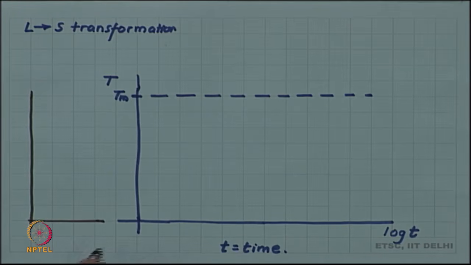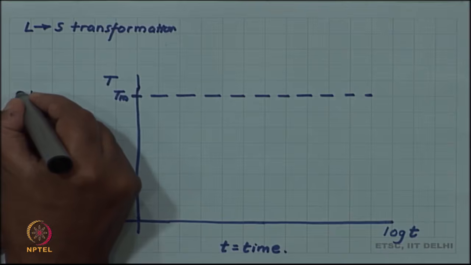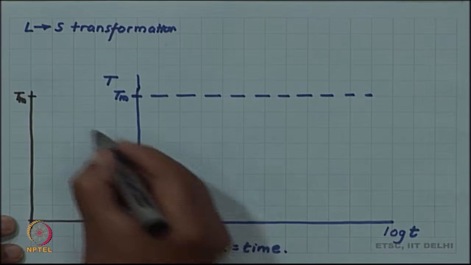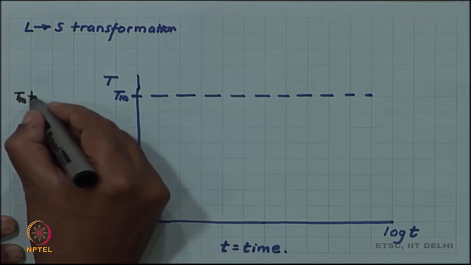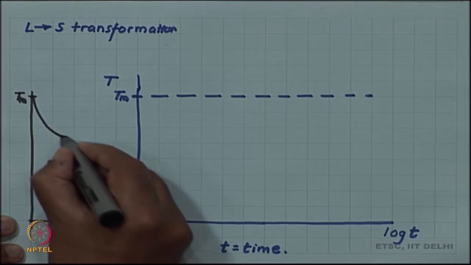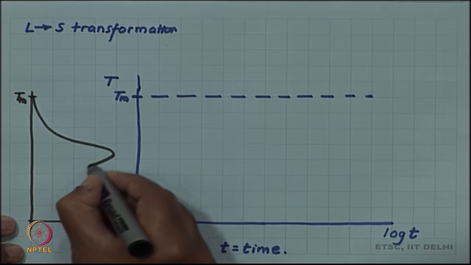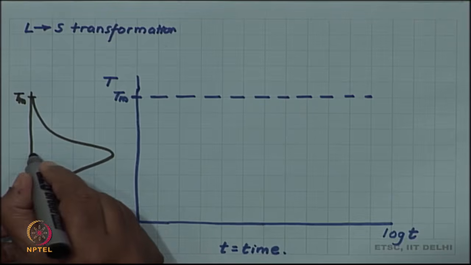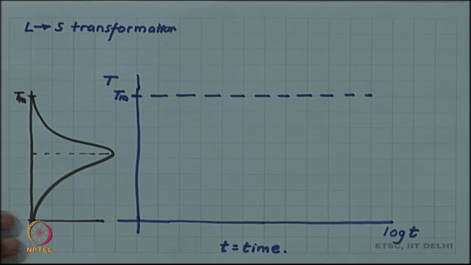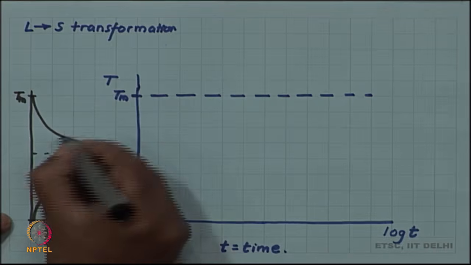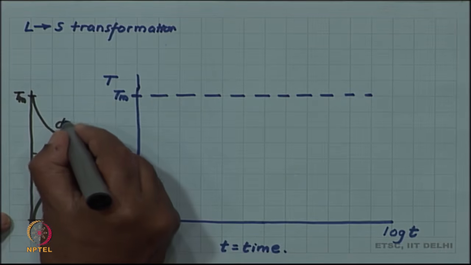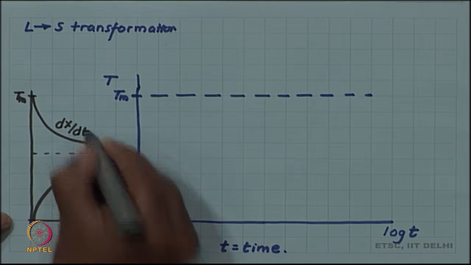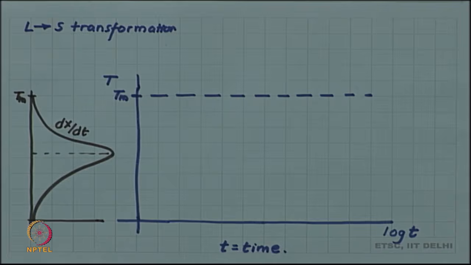And recall that we saw that at melting, as a function of temperature, the overall transformation rate goes through a maximum. So, it goes through a maximum at some temperature, where this is the overall transformation rate, dx by dt.